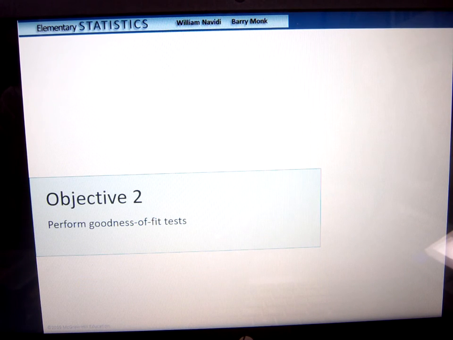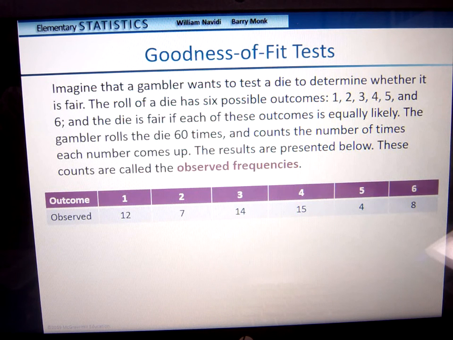Now, performing the goodness of fit test. Imagine that a gambler wants to test a die to determine whether it's fair or not. The roll of a die has 6 possible outcomes, and they are all equally likely if the die is fair. So the gambler rolls the die 60 times and counts the number of times each number comes up. The results are presented below. These counts are called observed frequencies. So the gambler wants to know, is the die fair or not? Is it weighted? He does 60 rolls, and this is what he gets.